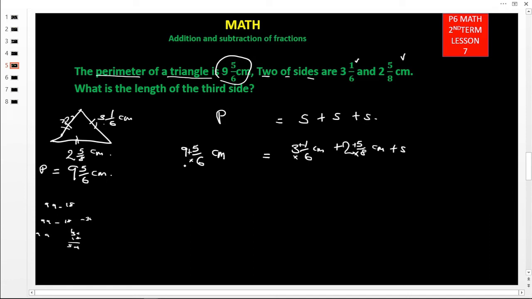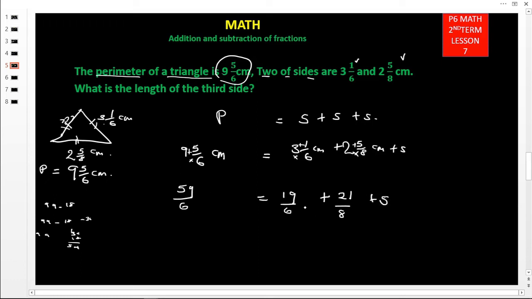So this is 54 plus this one, it is giving us 59 out of 6. Let us first ignore the centimeters. Now 3 times this one, 3 times 6, it is 18 plus 1, that is 19 out of 6. Then plus 2 times this one, 16 plus 5, that is 21 out of 8. So plus our side which we don't know, and we are looking for this side here.